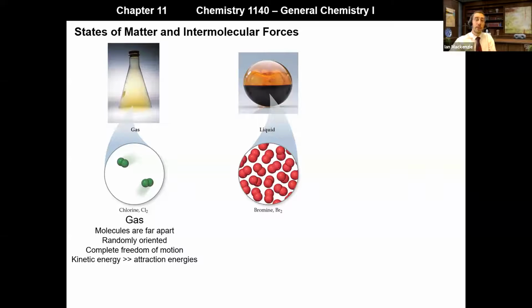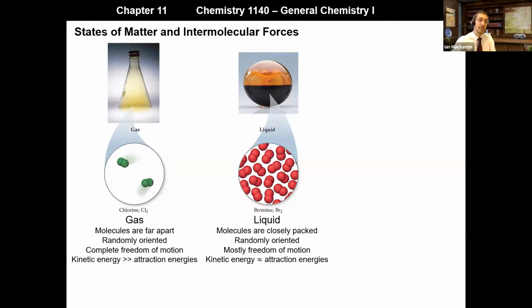If we move to the liquid phase, though, now this is bromine, so we're still in the halogen column. We've just moved down 1 row. Bromine, in the liquid phase, well, molecules are now closely packed together. Unlike the gas, where most of the volume is just empty space, in the liquid now, essentially all of the volume is occupied by the molecules. They're still randomly oriented and mostly moving freely. And in this case, the kinetic energy, or their energy of motion, is now approximately equal, or at least on the same scale, as the energy of attractions between molecules.